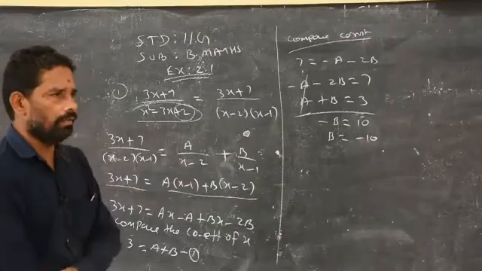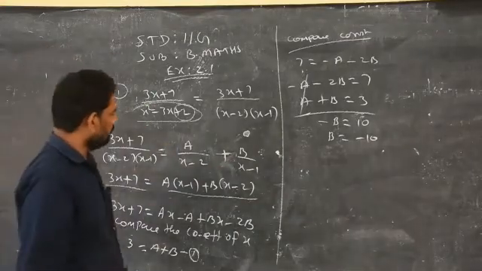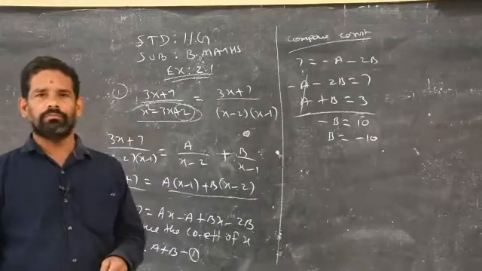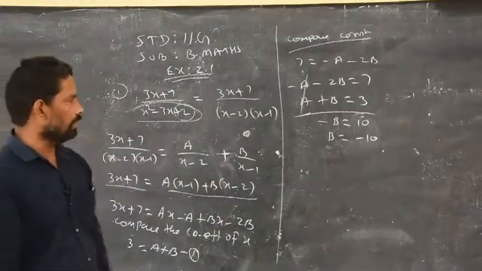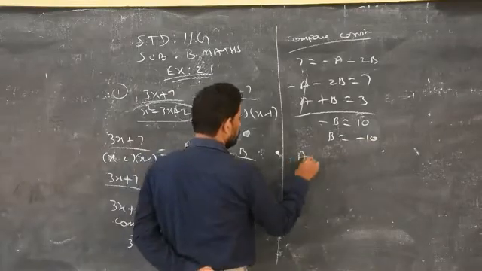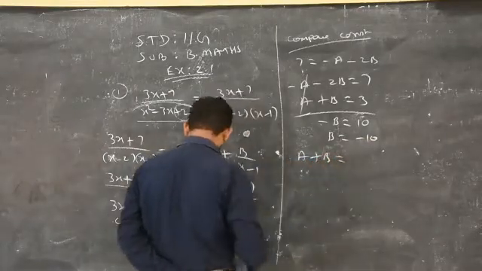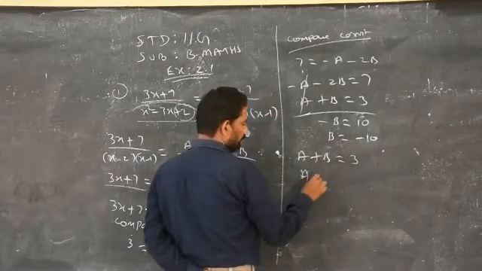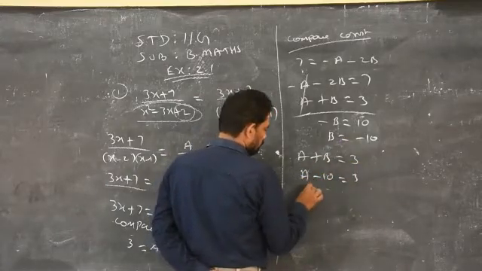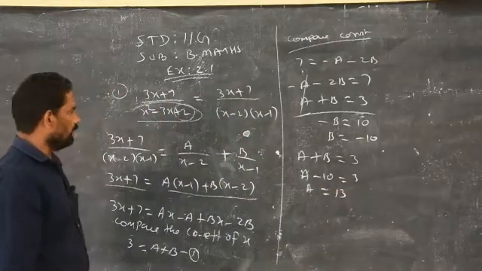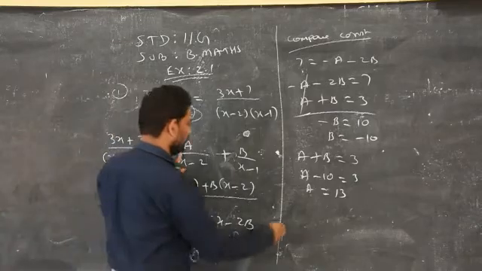So be careful. Don't simply copy what is written on the board. You have to work it out. This is a 10th standard model; you work it out, you get the answer. Now b is equal to minus 10. You take any one of these two equations. I am taking equation number 1, that is a plus b is equal to 3. I am replacing b by minus 10, so a is equal to how much? 13.